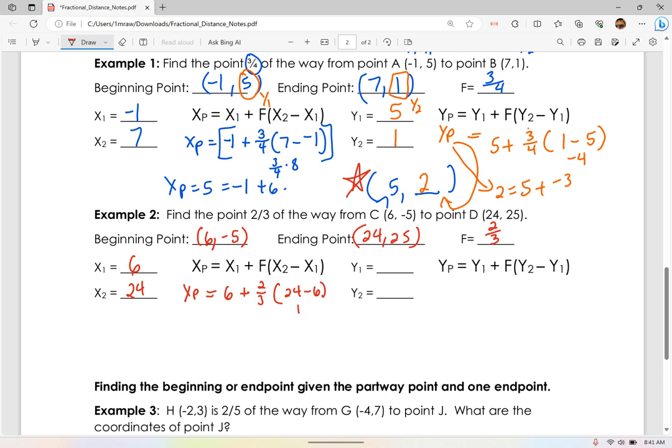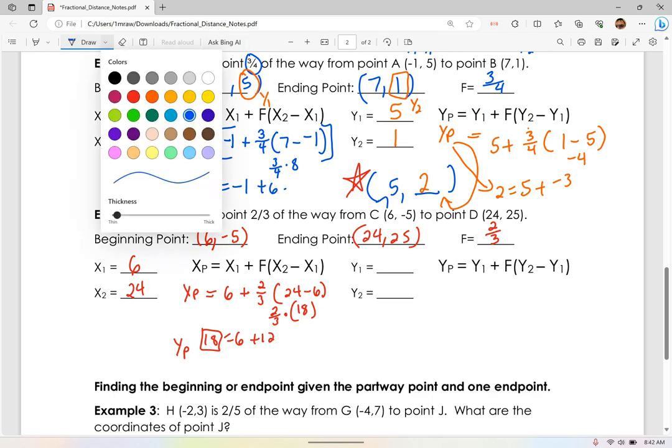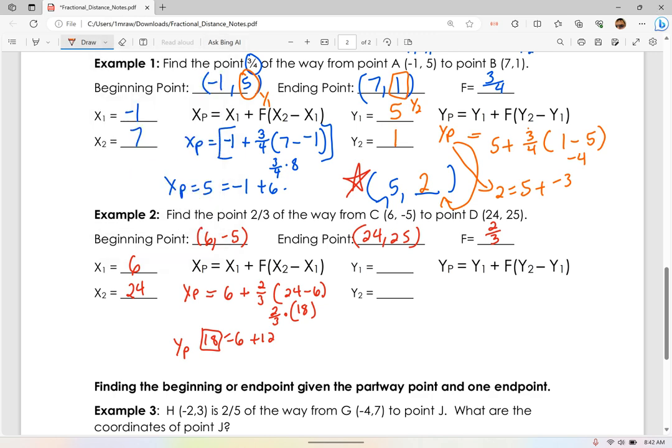So this gives me 18. 18 times 2/3 is going to be 12. Yes. And then we have 6 plus 12, which gives me 18. And that's XP, right? So 18. So far, so good. Now we do the next thing with our Y's. Same thing, same process, right? Y1 is -5 and Y2 is 25.